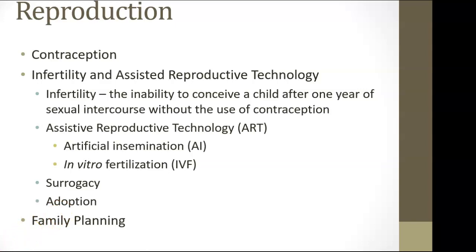So you need to know the difference between artificial insemination and in vitro fertilization. Artificial insemination is when the sperm is injected into the uterus, and very often there are people who have used an anonymous donor for artificial insemination. This can be same-sex couples or people who just want to have children, who are not in a relationship.